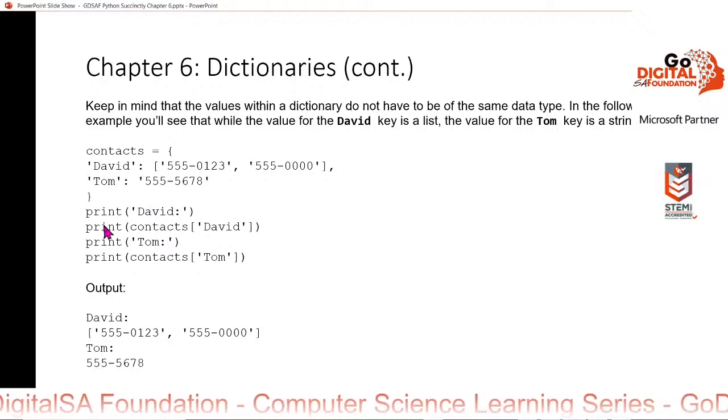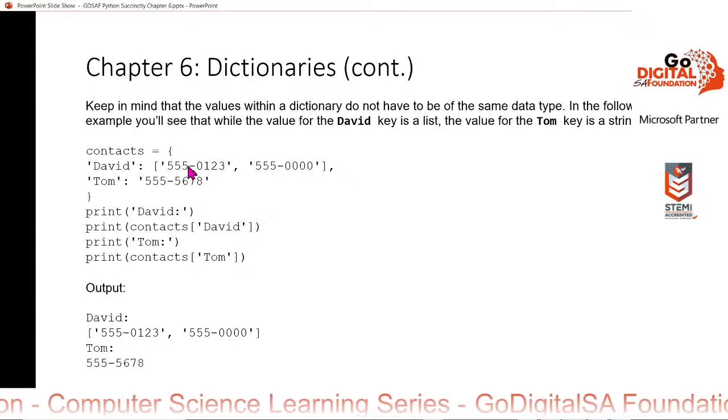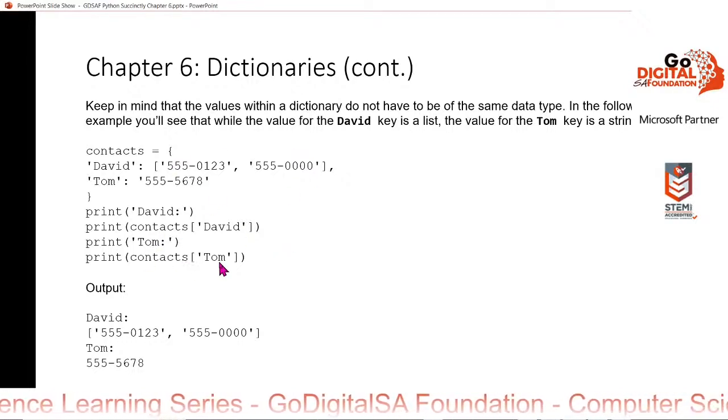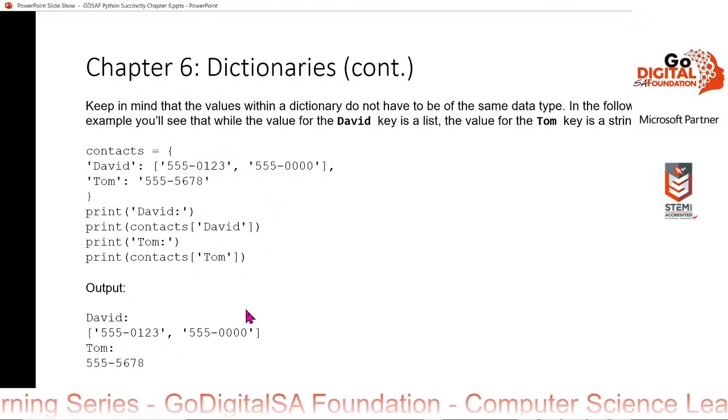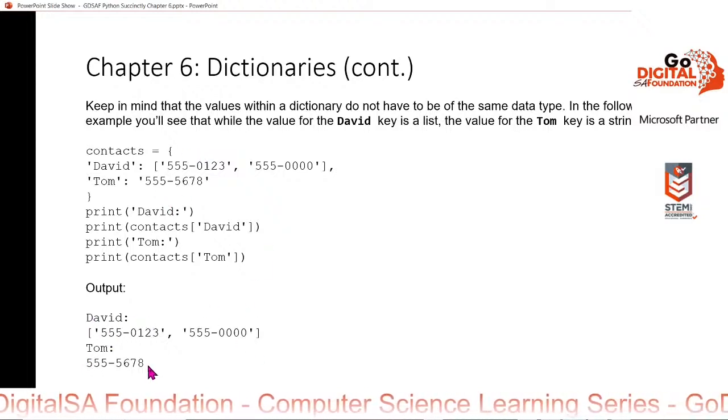So if we print David and then contacts David, you'll get both items. You'll get the list. If we print Tom and then contacts Tom, you'll get just that 1 string. Okay, so here you see the output. This is a list. That's just 1 string.